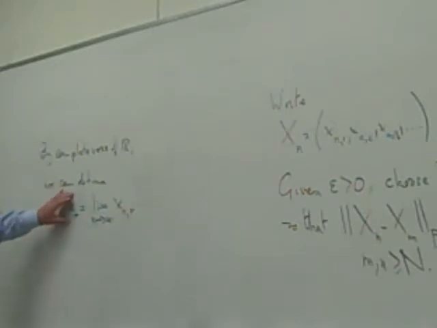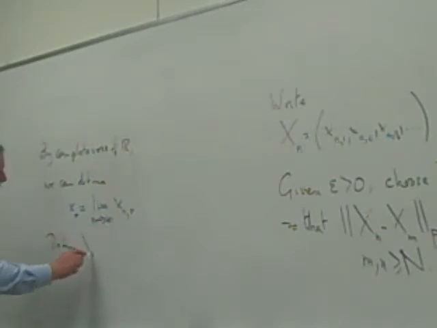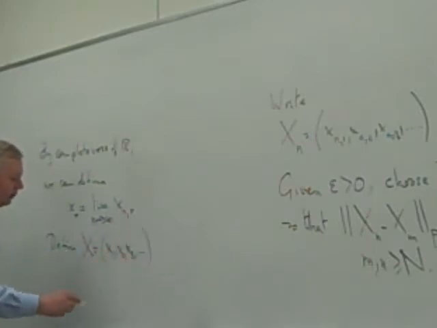So the sequence formed in this way, well, we have several things to do, but this is going to be the candidate for our limit. So we have to show that this sequence is in little l^p, and then that the original Cauchy sequence converges to it. So define capital X to be the sequence little x_1, little x_2, little x_3, and so on.